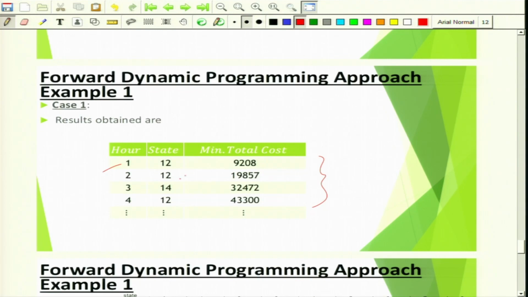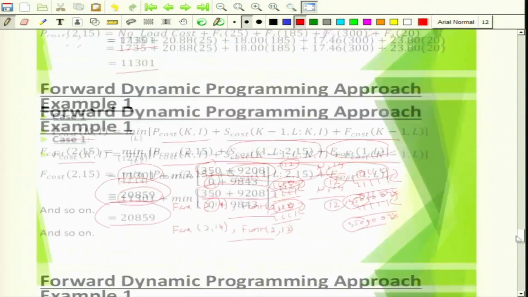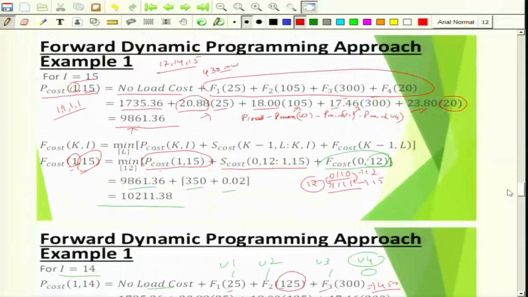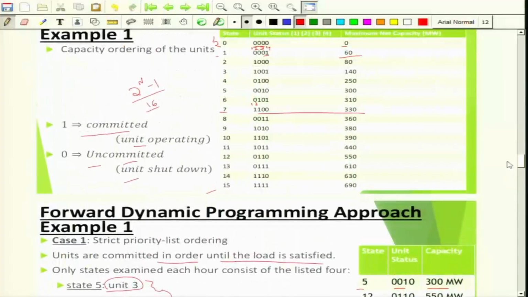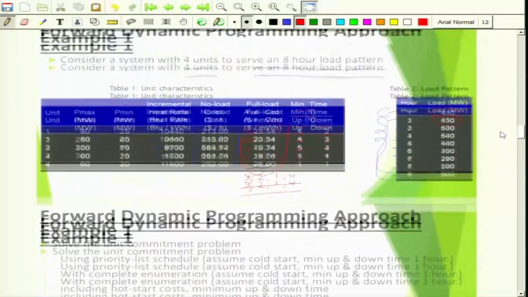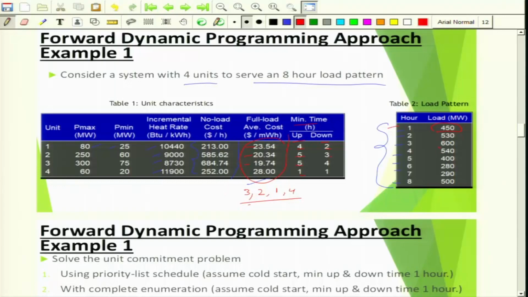And ultimately you get a result like this. For hour 1, state 12 is the cheapest one, hour 2 again state 12 is coming out to be the cheapest, then hour 3 now it's changed from 12 to state number 14. The main reason being, I'll discuss that for hour 3, the change in load demand is, what is the load demand? It's 600 megawatt.